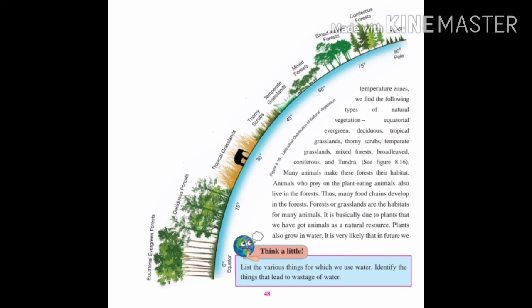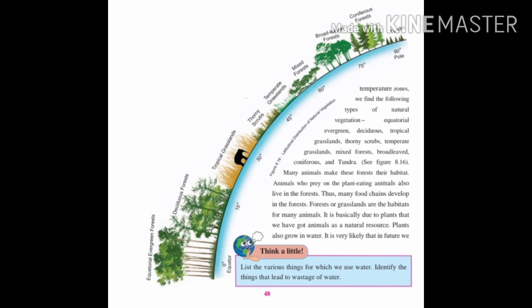Many animals make this forest their habitat. What is the meaning of habitat? Habitat means to stay there. Animals who prey on the plant-eating animals also live in the forest. That means the carnivorous animals. It is basically due to plants that we have got animals as a natural resource. Plants also grow in water.